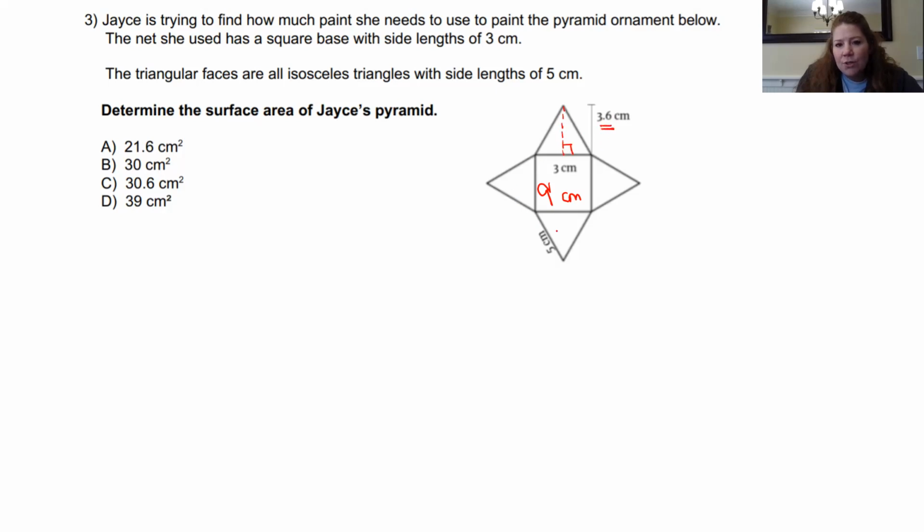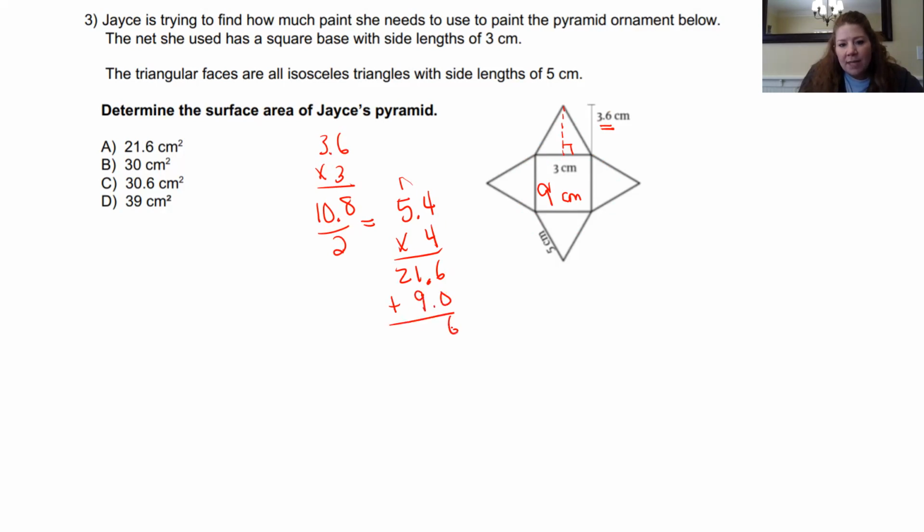So we have 4 triangles with a base of 3 and a height of 3.6. So we get 10.8, but since it's a triangle, we have to divide that by 2. So half of 10 is 5, half of 8 is 4. Each triangle has an area of 5.4, and there are 4 of them. So we're going to multiply and get 21.6 for the area of all of our triangles plus 9 for our square. And our answer is 30.6 centimeters squared on number 3.